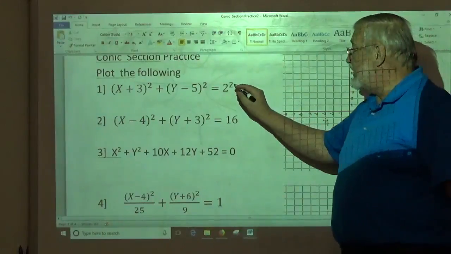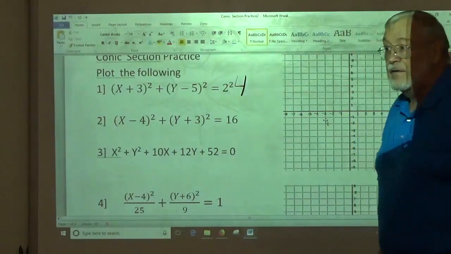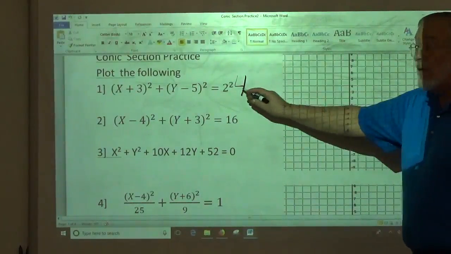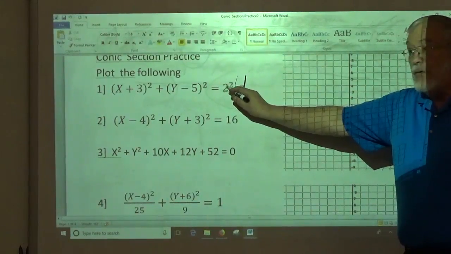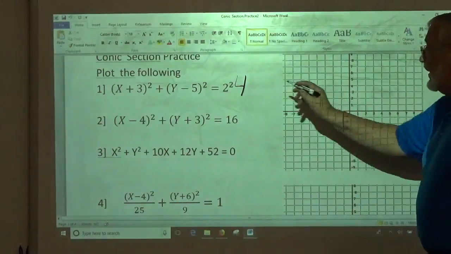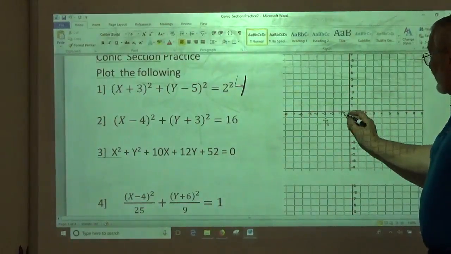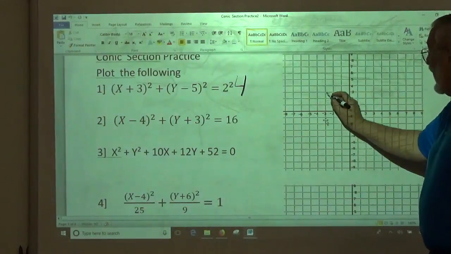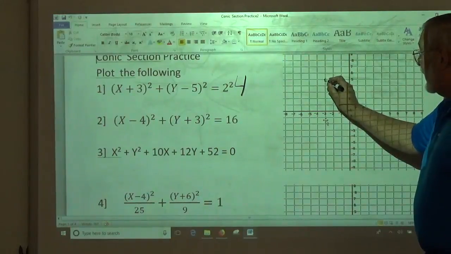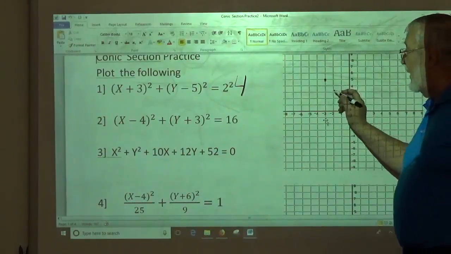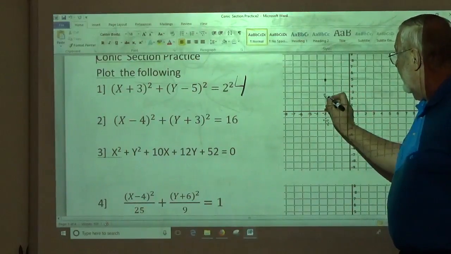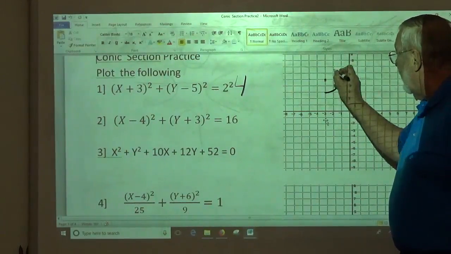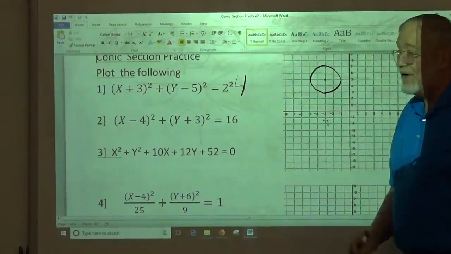It's 2. This is normally going to be a 4. All right. So you have to take the square root of it, because this is r squared. So the r is 2, and it was squared. And so because the center is at -3, 5, and has a radius of 2, then I'm going to draw my circle the best I can like that.